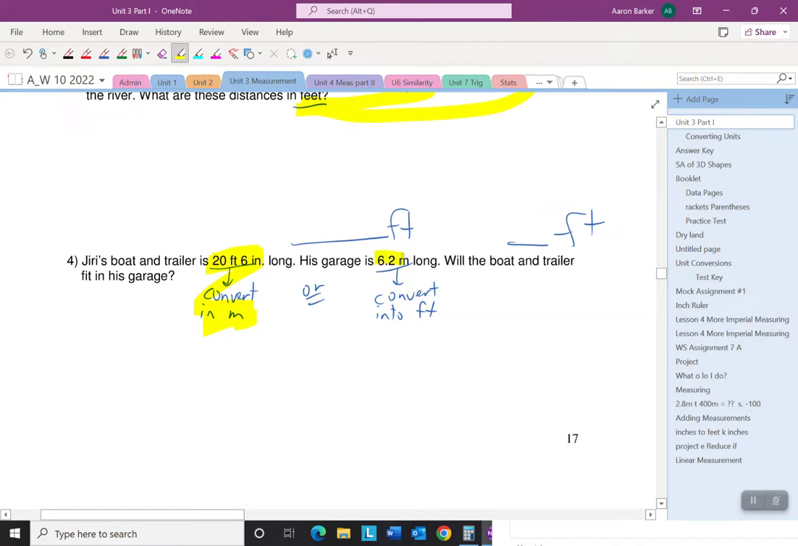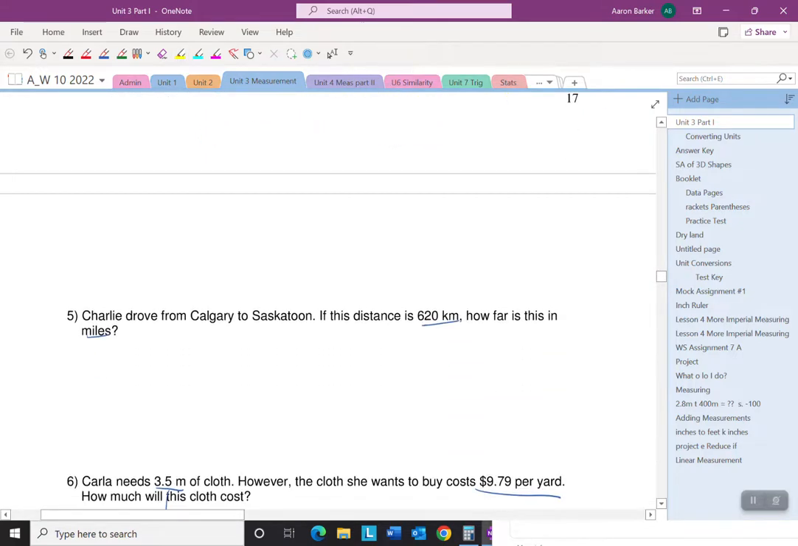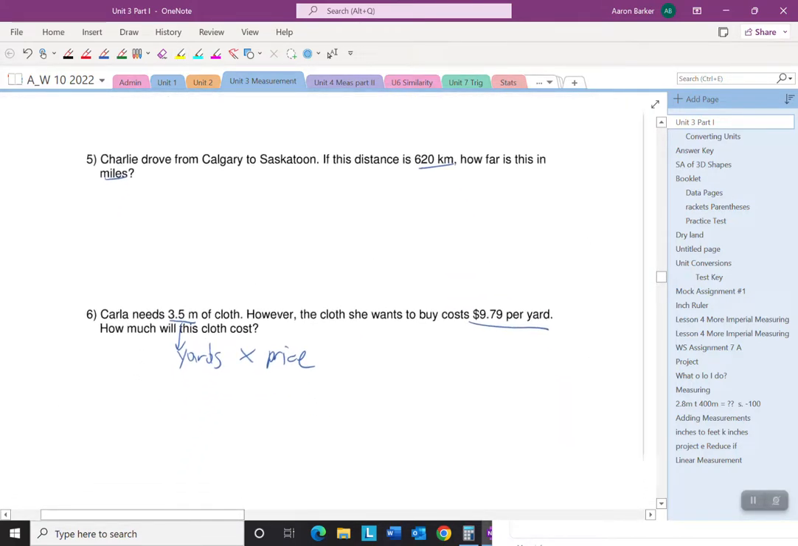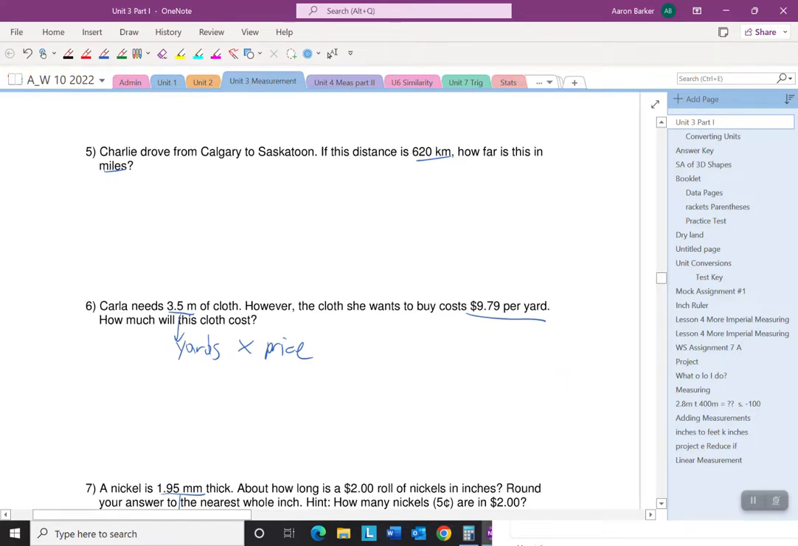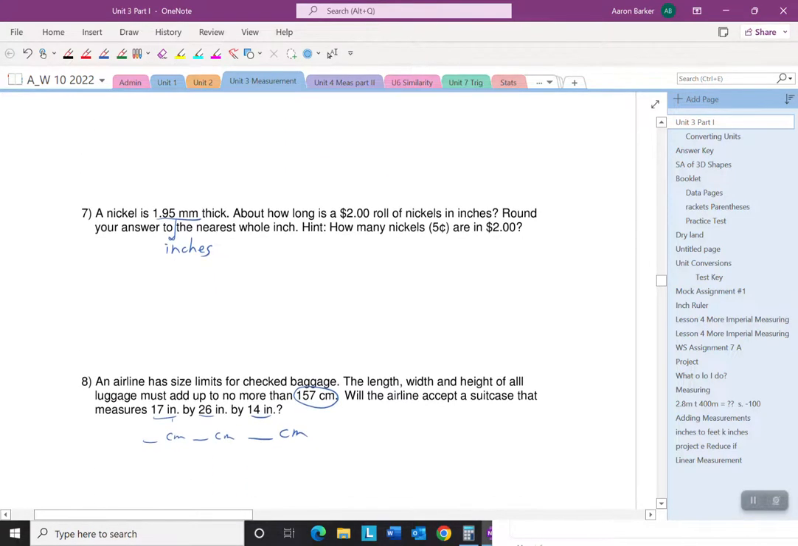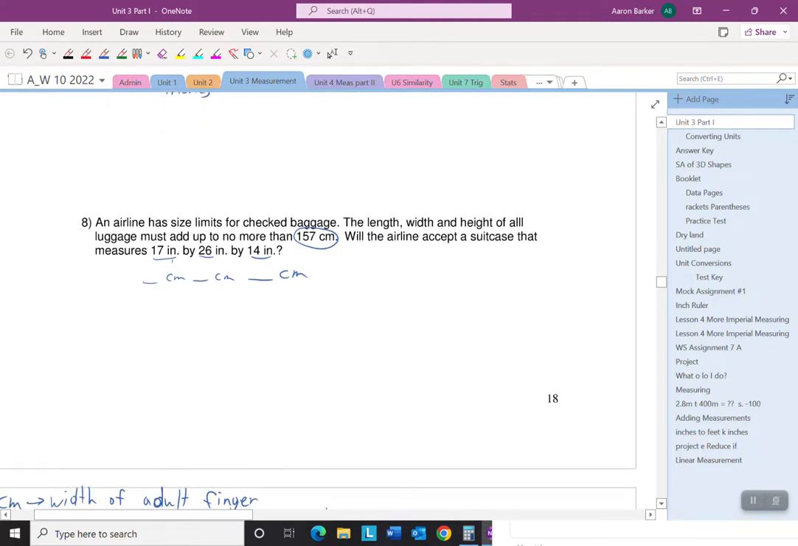Or the other way is to convert your meters into feet. Both of those would work, but then you have to compare to see if the boat and the trailer will fit into the garage. Classic question. It sucks when you buy a house that doesn't fit your boat and trailer. So measure first, buy once. Number 5, kilometers into miles. Number 6, meters into yards. 7, meters into inches. Here, convert all of them into centimeters and then see if they add up to more than 157.